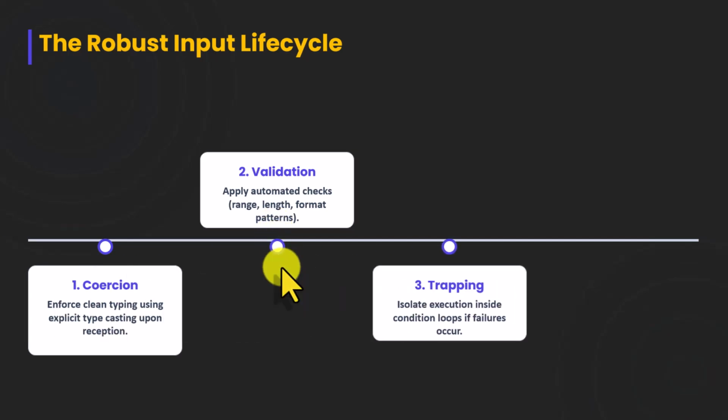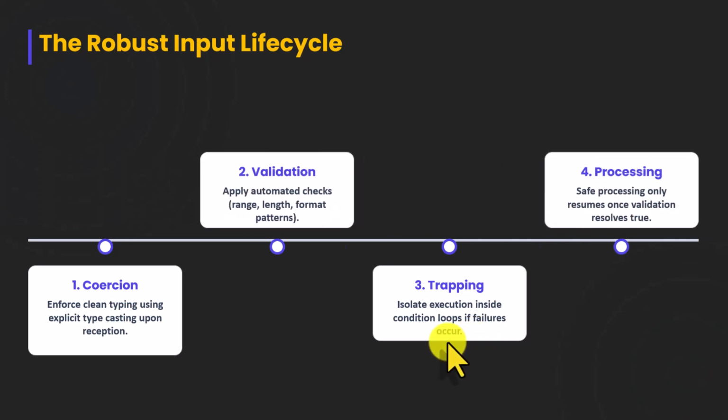Then after that, trapping: isolate execution inside conditional loops if failure occurs. So we just had a loop. If the data is erroneous and not acceptable, then it simply loops there. And then processing: if the data is completely right, then process the program, or process the data. That is the robust input lifecycle.